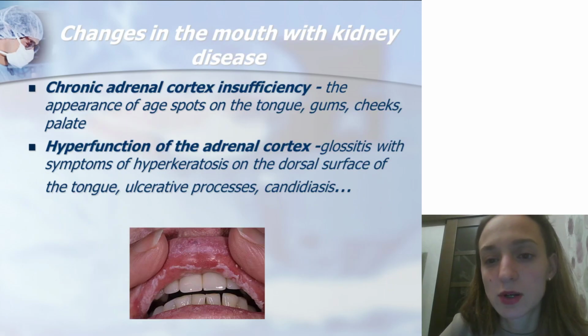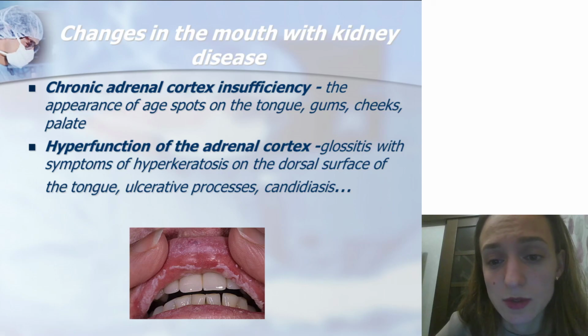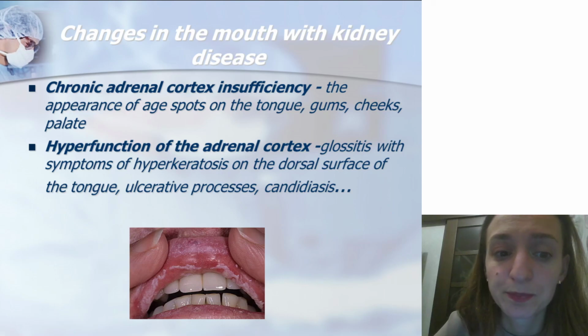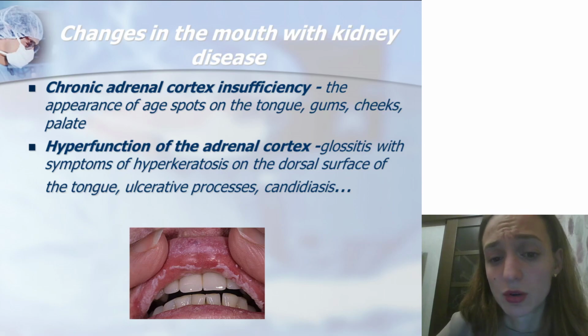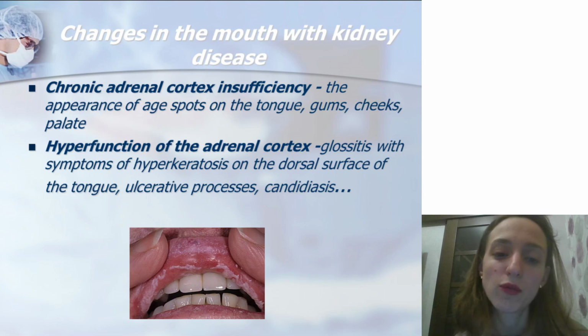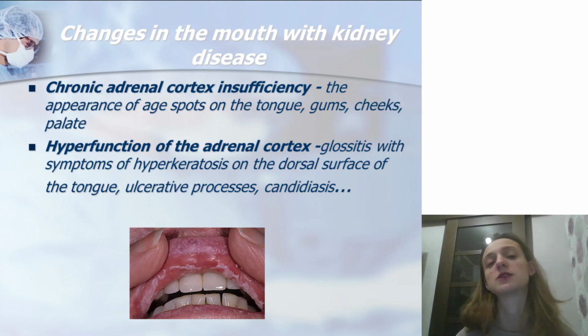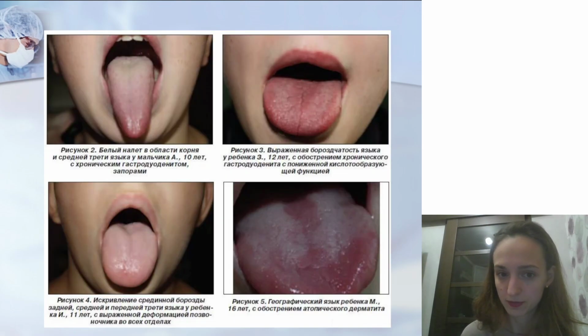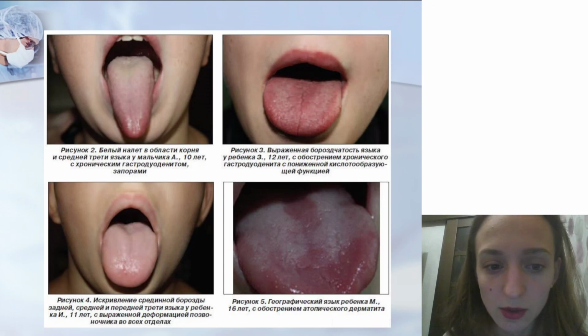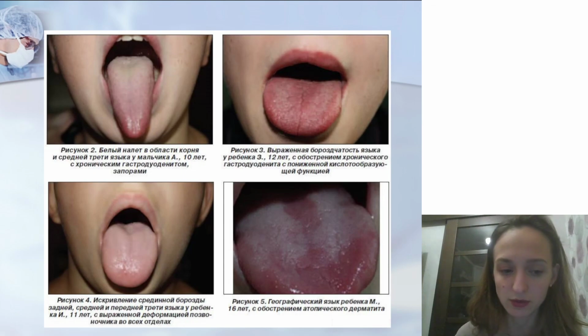Changes in the mouth with kidney disease, chronic adrenal cortex insufficiency: the appearance of age spots on the tongue, gums, cheeks, and palate, and hyperfunction of the adrenal cortex. It is glossitis with symptoms of hyperkeratosis of the dorsal surface of the tongue. Ulcerative processes can be, and candidosis. And clinical pictures, it is the previous slide.